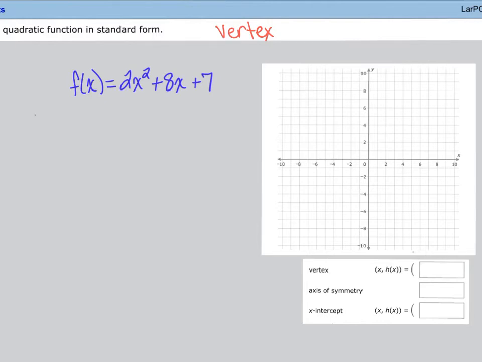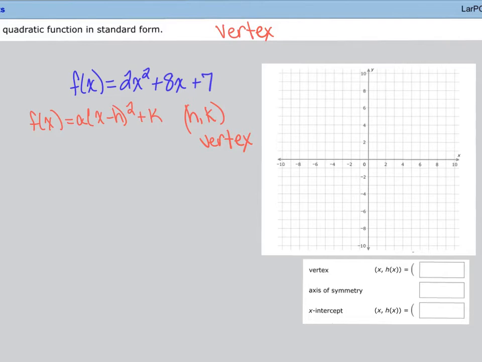And the form for that is f of x equals a times (x minus h) squared plus k. Okay, what is h and k? Vertex. Good. H and k is your vertex. So that is what we're doing. We are trying to get 2x squared plus 8x plus 7 into our vertex form to where we can identify our vertex. This one is different than the one that we did on Thursday.